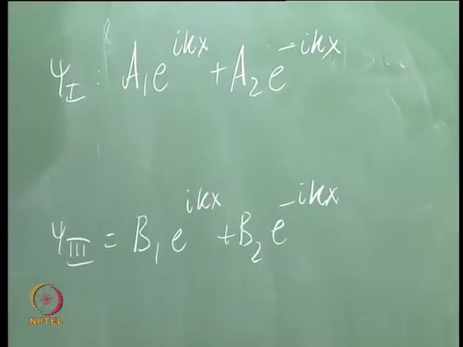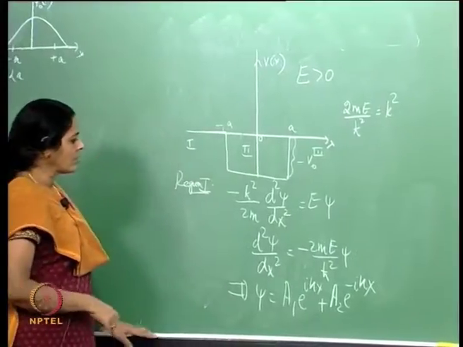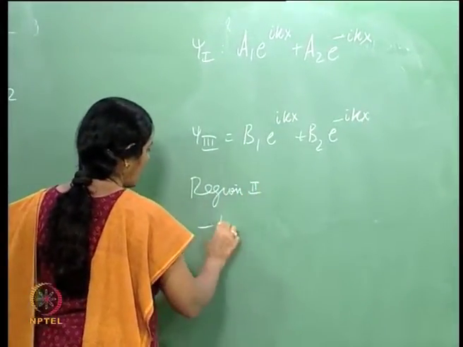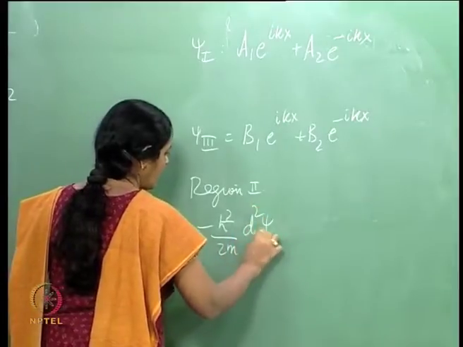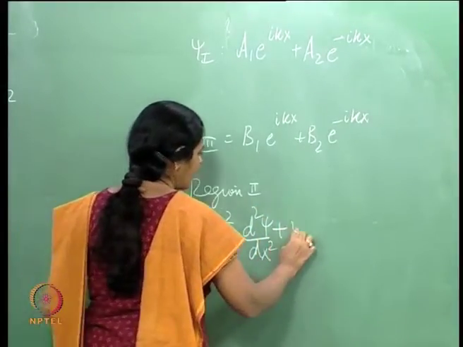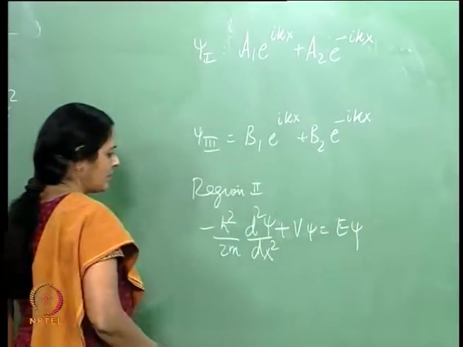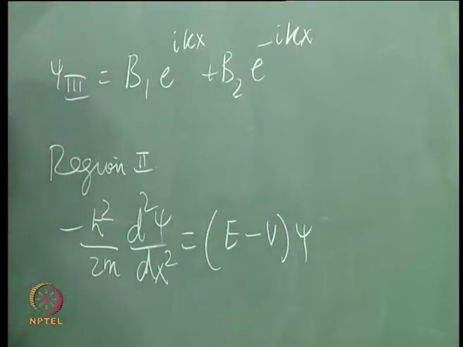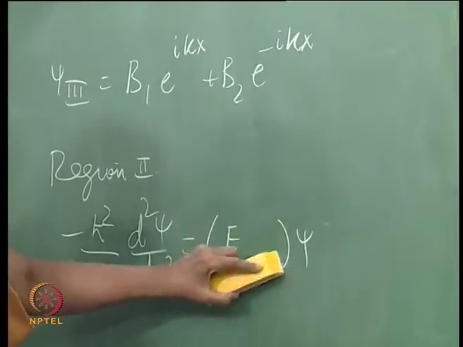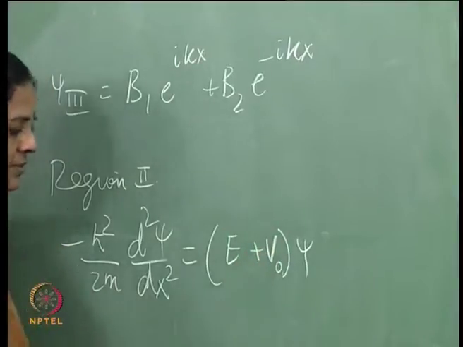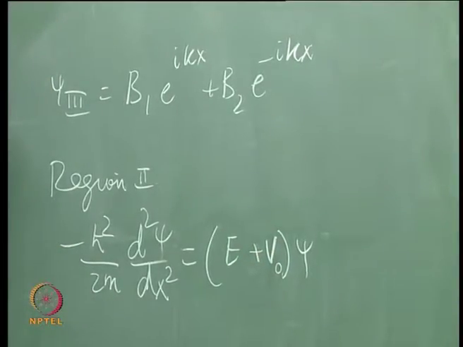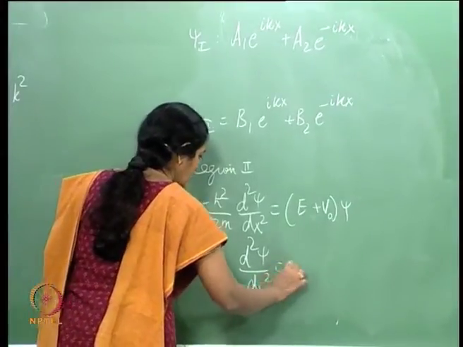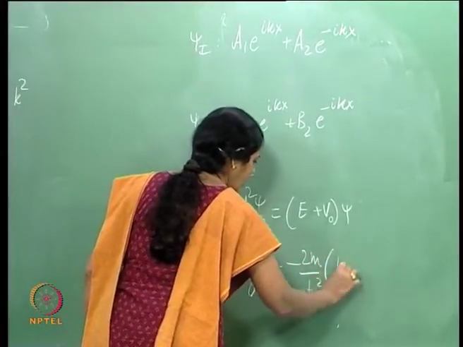Now look at region 2. In region 2 we have said that the energy is greater than 0. The equation itself in region 2 would have been minus h cross squared by 2m d2 psi by dx squared plus V psi is E psi. So I had an E minus V psi out here. But V was minus V naught, and I have this quantity E plus V naught psi. But this is all right, because then d2 psi by dx squared is minus 2m by h cross squared E plus V naught psi.